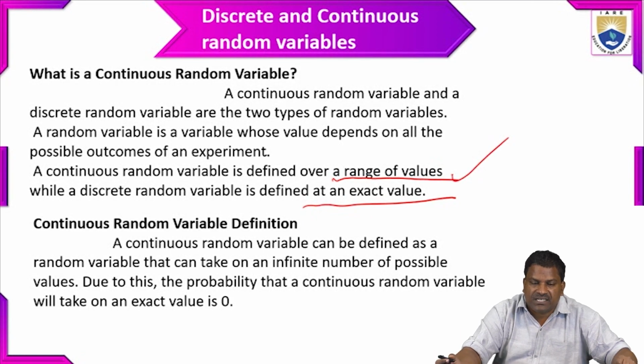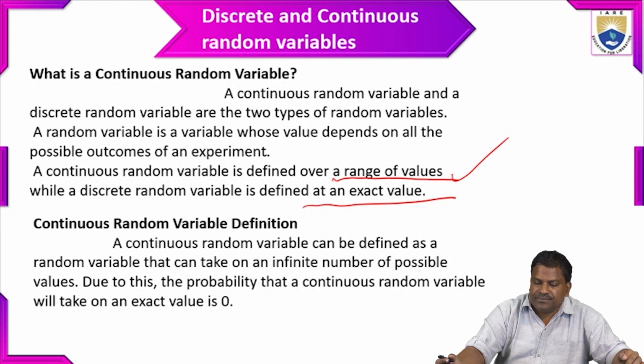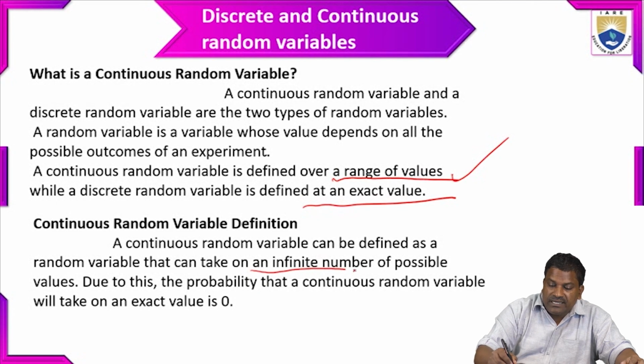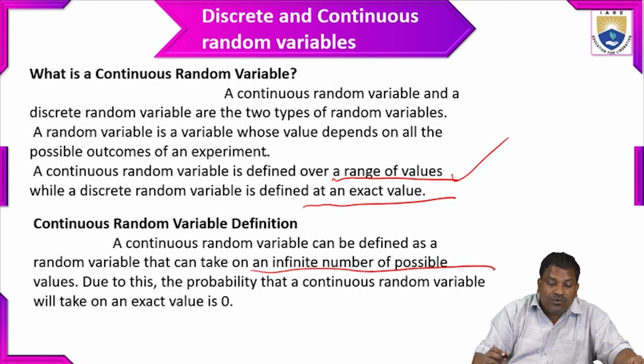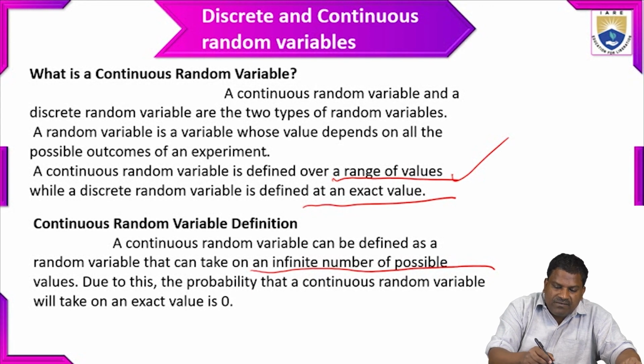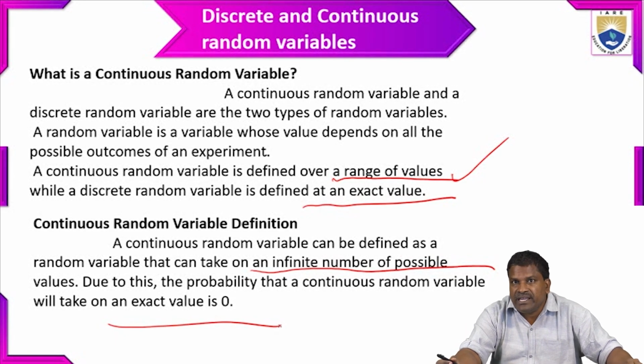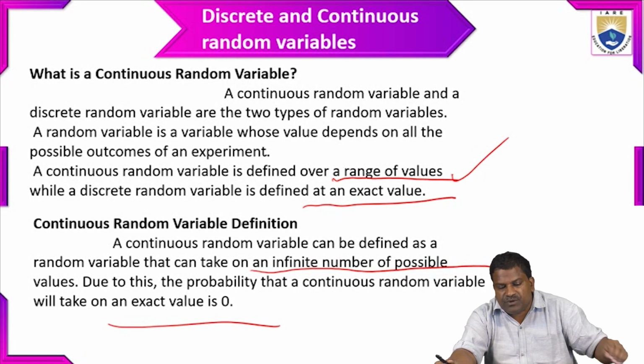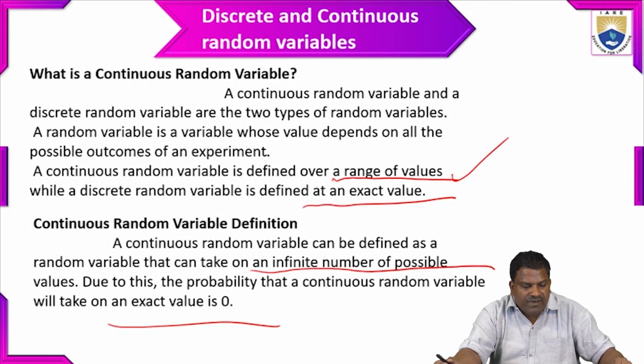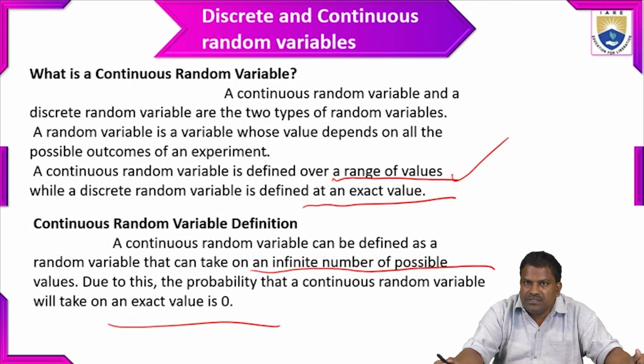Continuous random variable definition: a continuous random variable can be defined as a random variable that can take on an infinite number of possible values. Due to this, the probability that a continuous random variable will take on an exact value is 0. Why? Because it is a continuous function. That's why the probability of taking an exact value is 0.